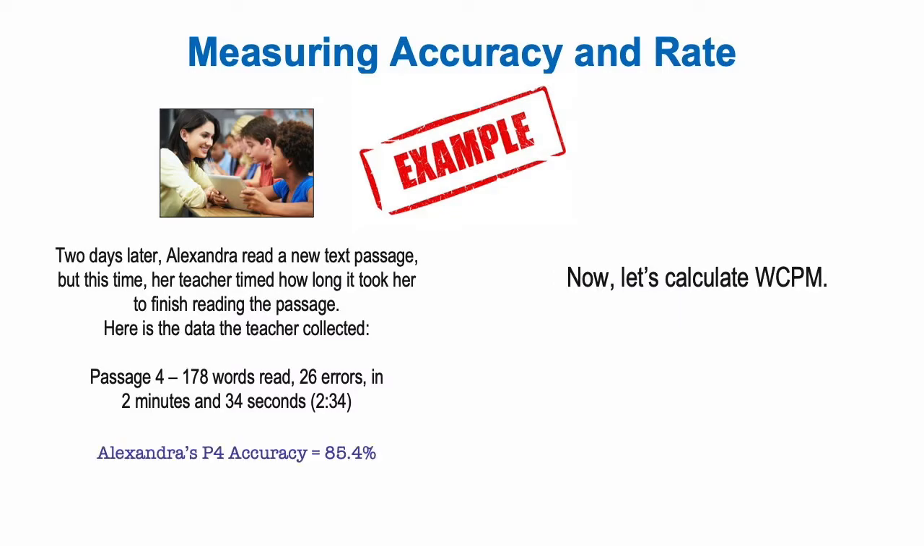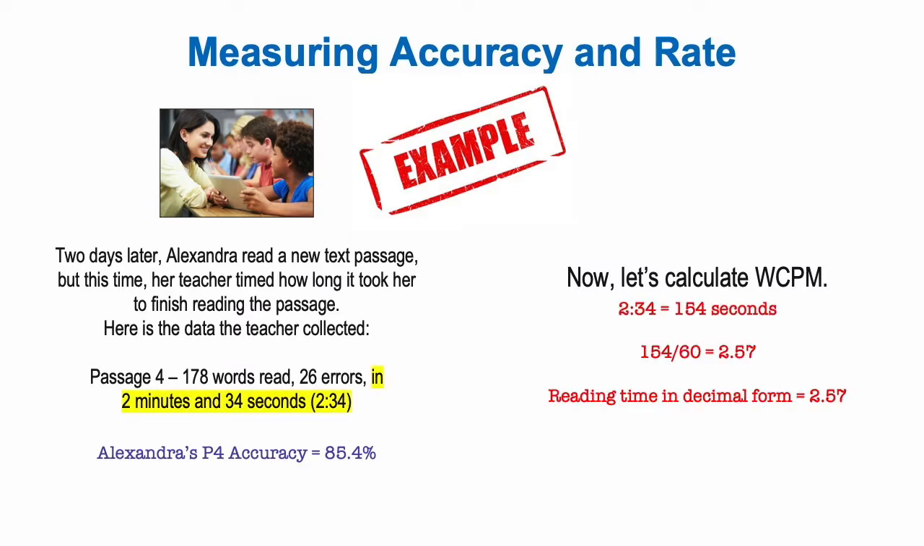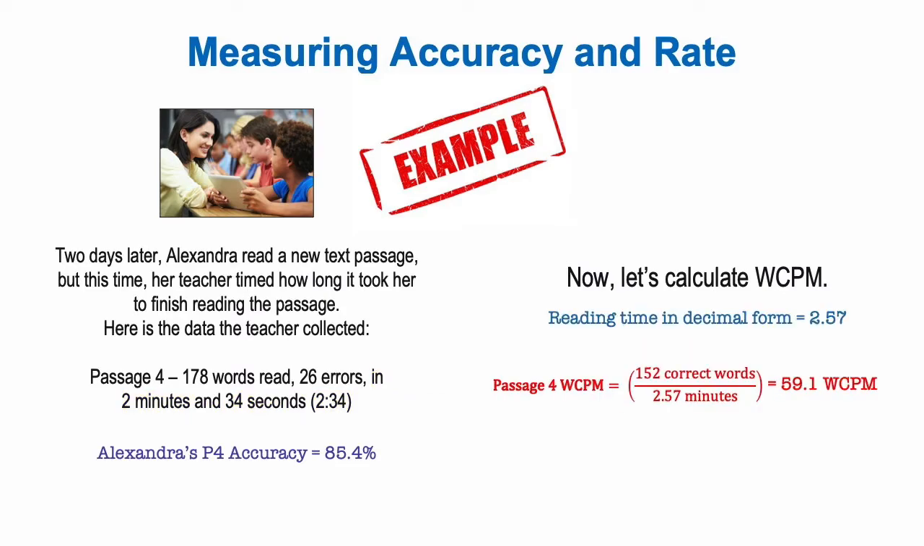Now let's calculate the words correct per minute. First, we'll convert the reading time, 2 minutes 34 seconds, into a decimal. To do that, start by converting everything into seconds. 2 minutes and 34 seconds equals 154 seconds. Then, to get back into minutes and into a decimal we can use in our formula, divide 154 by 60. We get 2.57. Alexandra read that passage in 2.57 minutes. Now we can plug that into the rate equation. 152 words read correctly divided by 2.57 minutes equals 59.1 words correct per minute.